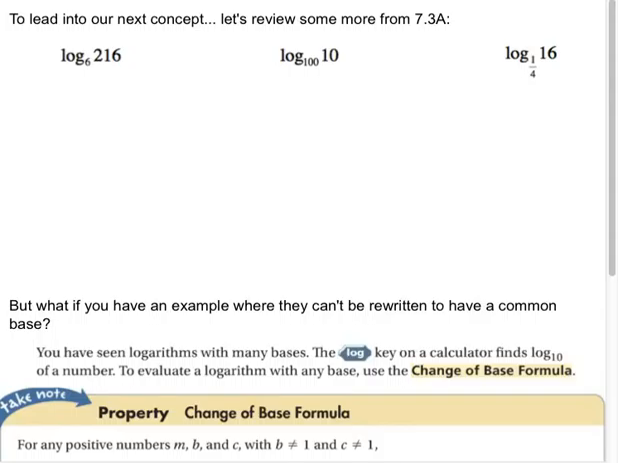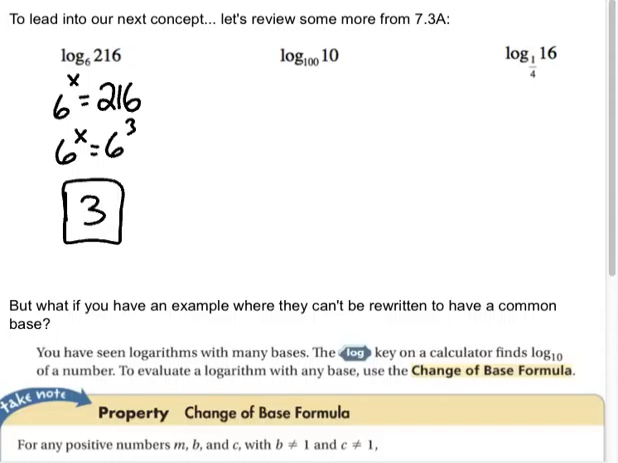All right, so to lead into our next concept, let's review just a little bit more of that simplification process, again, from 7-3. So, to evaluate this logarithm, 6 to what power gives me 216? This one, you can play around with a calculator a little bit. 216 is 6 to the third power, so that would evaluate to a 3.